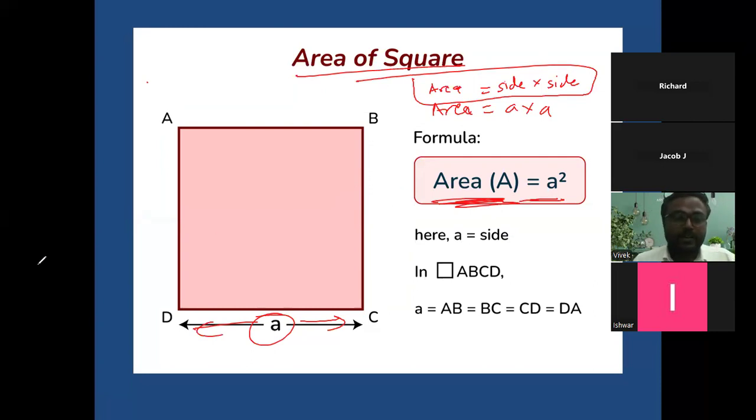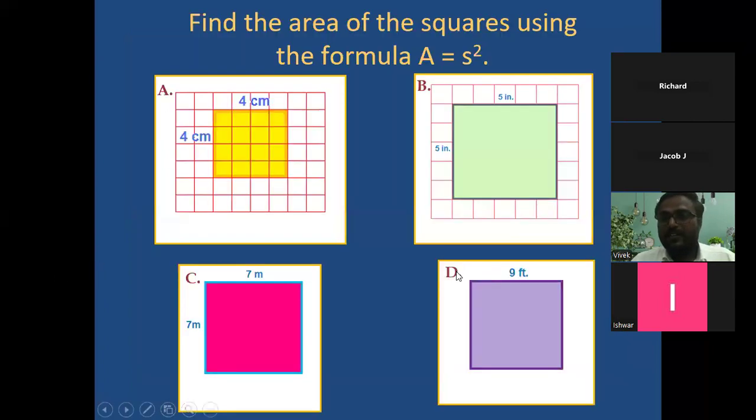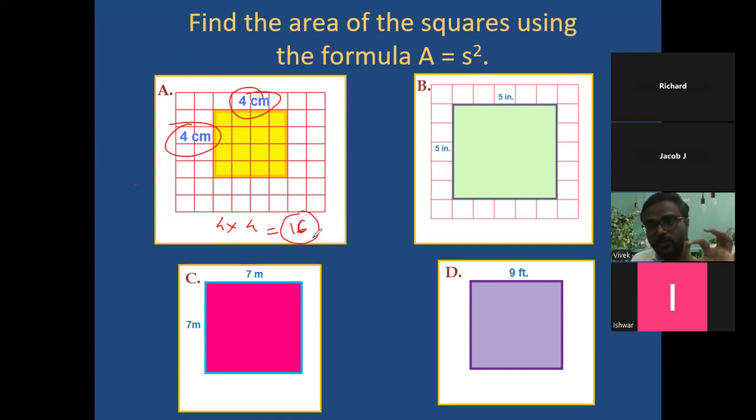If you have written it down, I'm going to move on to the next point, which is finding areas of these particular squares. So guys, I'm going to solve one question, and I want you to solve the remaining three in 60 seconds. So this is 4 times 4, the area of shape A, which is equal to 16. So you have 60 seconds to solve B, C, and D. Please put your answer in the chat box right now.